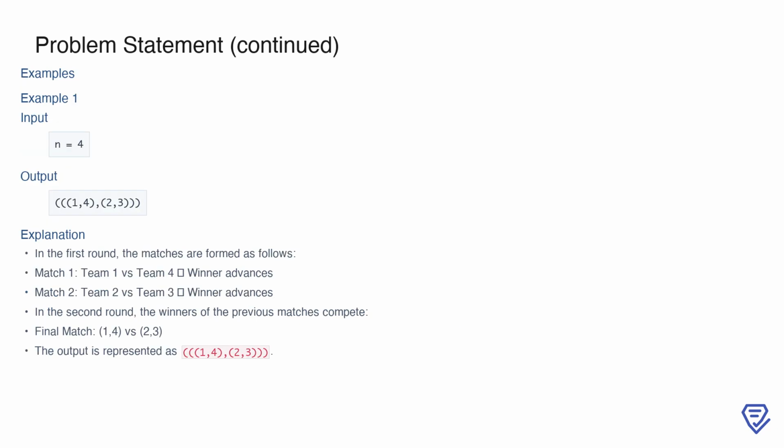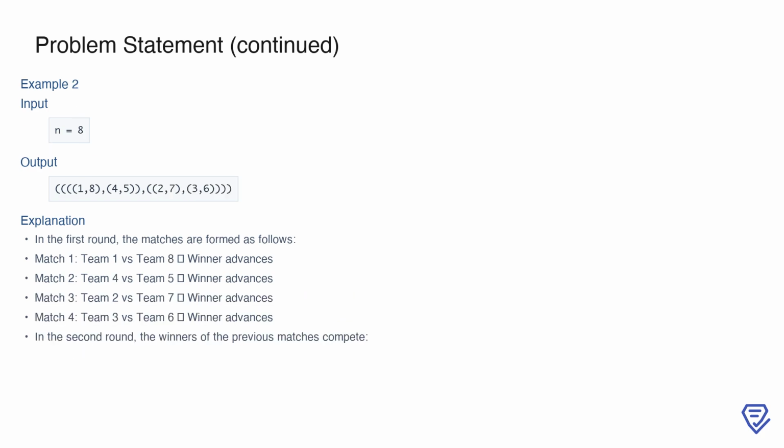Let's look at an example where n is 4. With 4 teams, the first round consists of 2 matches, Team 1 versus Team 4, and Team 2 versus Team 3. The winners of these matches advance to the next round. In the second round, the winners from the first round face off in the final match. The hierarchical format groups these matches by rounds, so the output for this example is ((1,4),(2,3)). This output string preserves the structure of the tournament, showing which teams competed in each round and how the winners progressed.